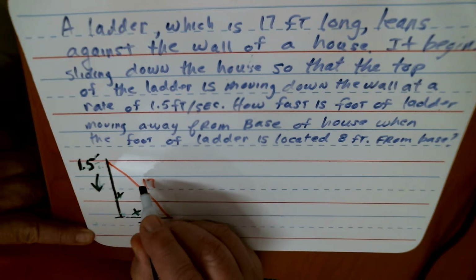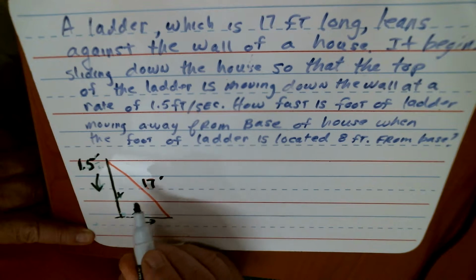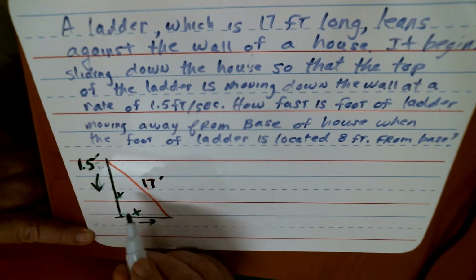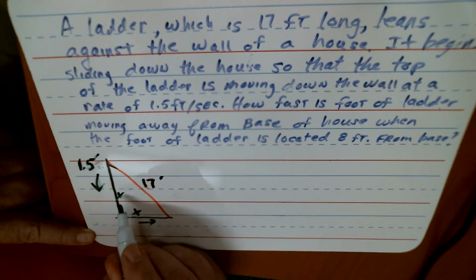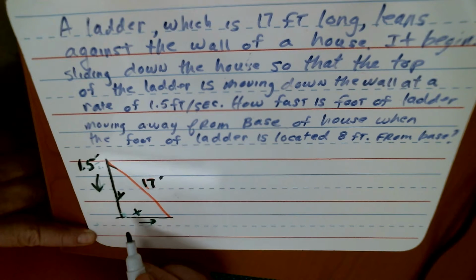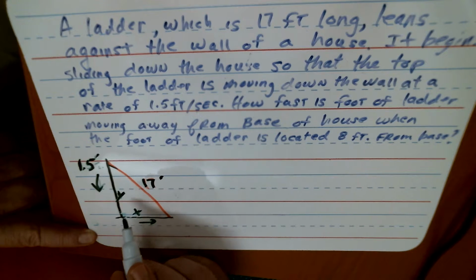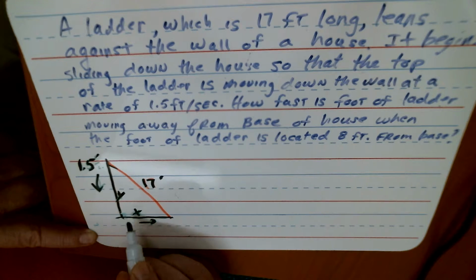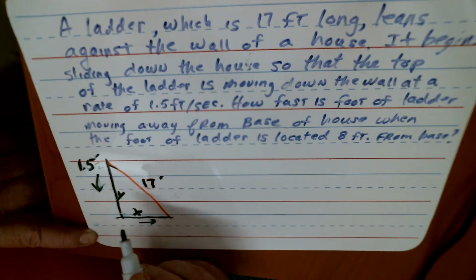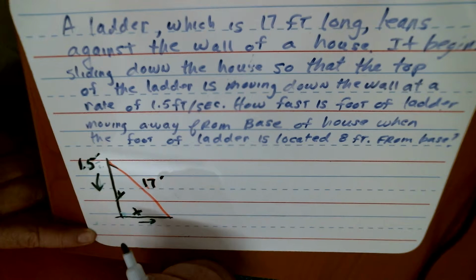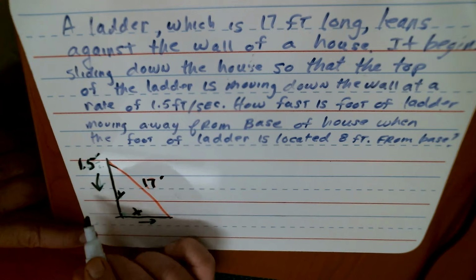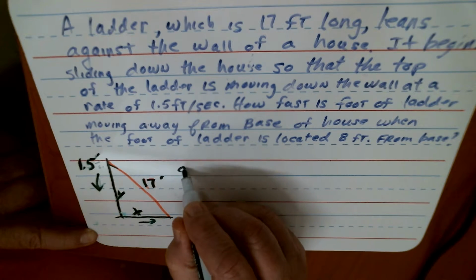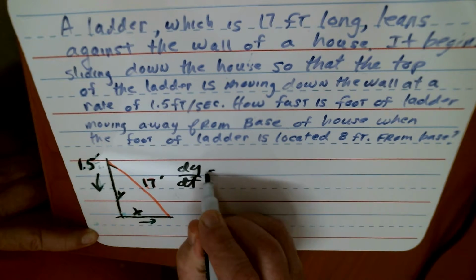So here we have a drawing of the situation. We have the ladder, which has a constant length of 17 feet, and it's leaning against the house. And we'll label the vertical distance from the ground to the top of the ladder as y, and the horizontal distance from the base of the ladder, or the foot of the ladder, to the foot of the house as x. Now, the top of the ladder is moving down the wall at a rate of 1.5 feet per second. So we can express this as dy/dt equals 1.5 feet per second.